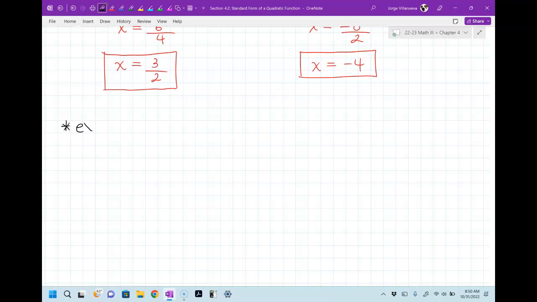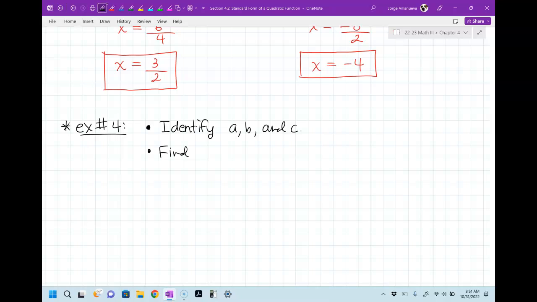Example number 4. Now, on your homework, this is what it's going to ask you. Let me write it down. It's going to be kind of long. So it's going to ask you a couple things. Identify, at least for the last 4 problems, a, b, and c. That should be pretty easy.